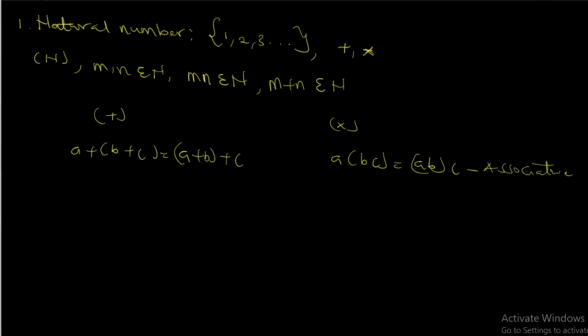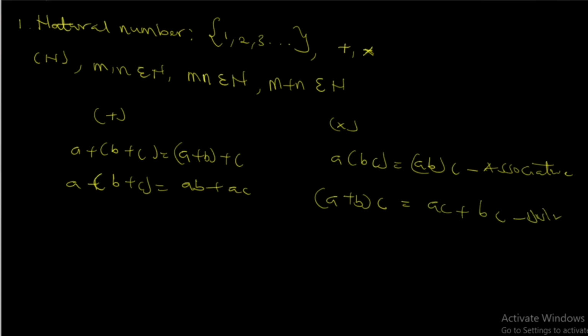The associative property under addition and multiplication. We also have the distributive property, which is a(b plus c) is equal to, multiply this by a, you're going to get ab plus, multiply this by a, you're going to get what? ac. Which is what? The distributive property. And when it comes to the multiplication, we have the same thing as (a plus b)c is equal to ac plus what? bc. And this is the distributive property.